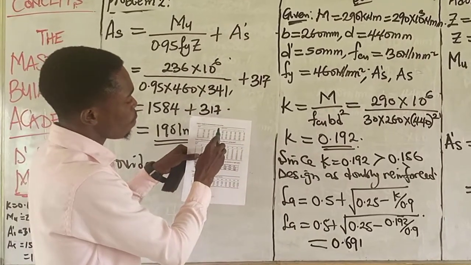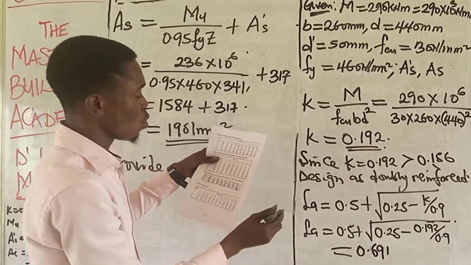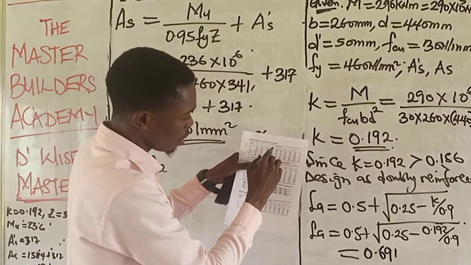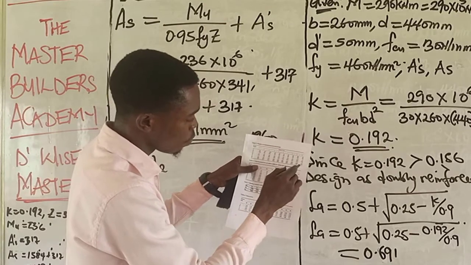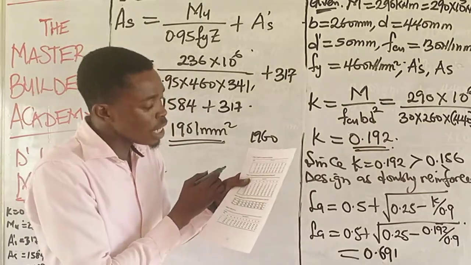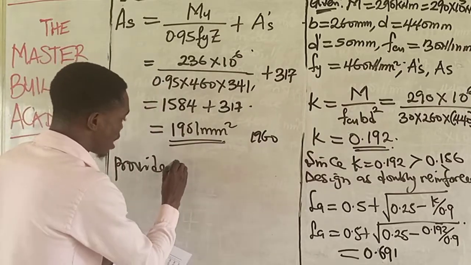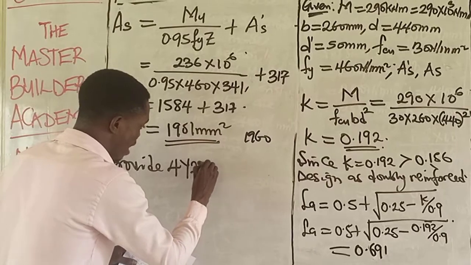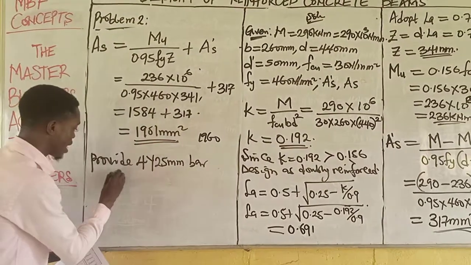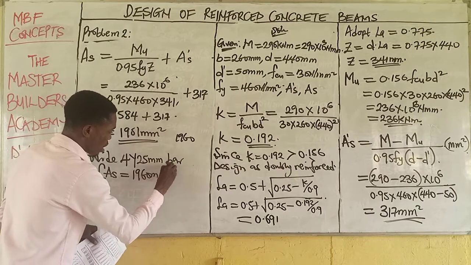Now, if I come to number 4, I want to use number 4. I will have 1964, 1960. So if you trace this now, check for number 4, trace it and you see 1960. When you trace it down to the bar size, you will discover that the bar size corresponding to that value is 25. Then we will provide 4Y25 millimeter bar. Are you there? This is what we have, and the area corresponding to that is equal to 1960 millimeters squared.